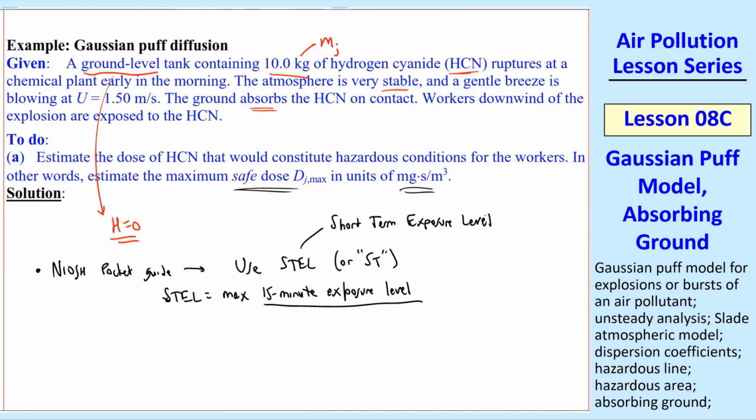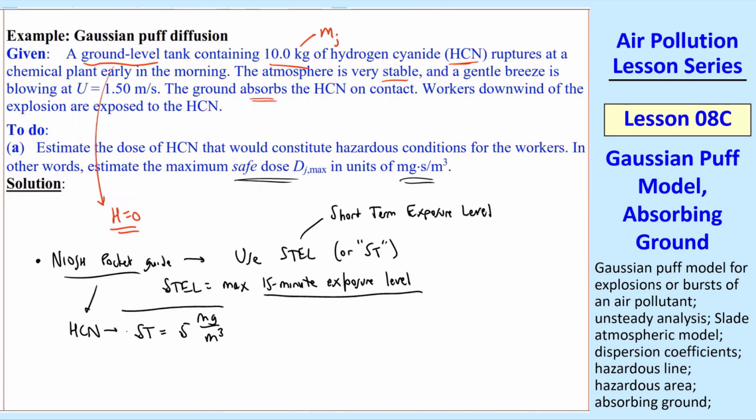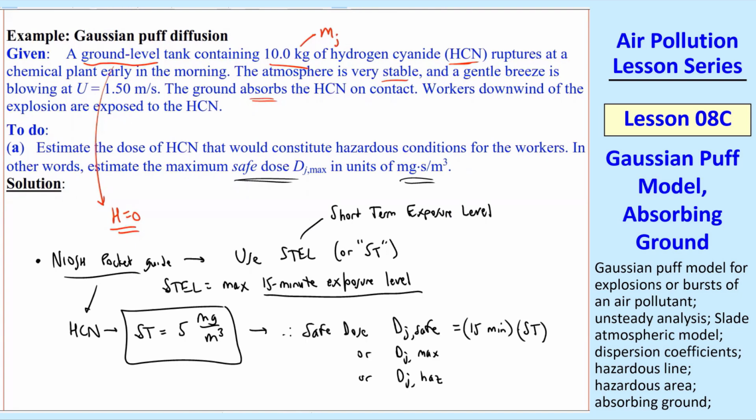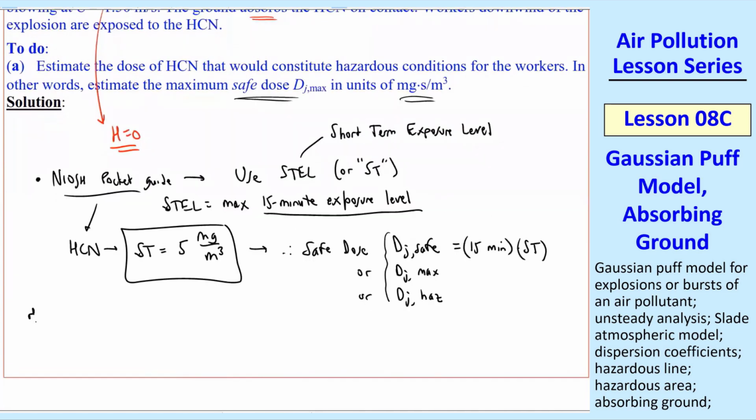The PEL is not appropriate because that's for 8 hours of exposure. Here, you're just exposed for a couple minutes. So we want to look at this total dose over a short time. So you can look that up. The ST or STEL for HCN turns out to be 5 milligram per meter cubed. So the safe dose, we can also call it the max dose or the hazardous dose. These all are interchangeable. We're looking at the limit would be 15 minutes times the short-term exposure level. So here we can do the math.